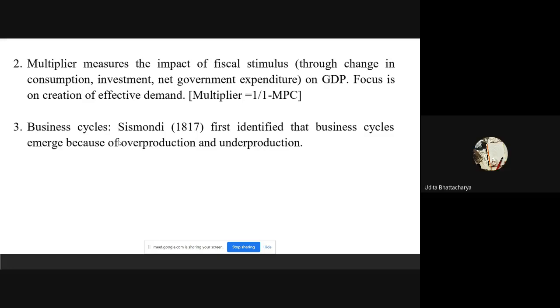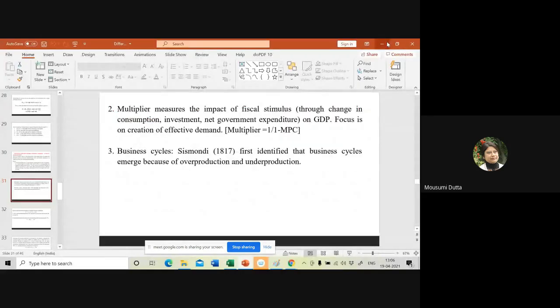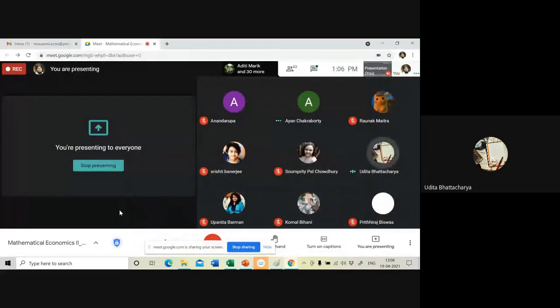Ma'am, I have a question. Does effective demand have some other name? Ma'am, is effective demand normal demand? Ma'am, what is effective demand? Is it the concept we are studying now, or is it slightly different?